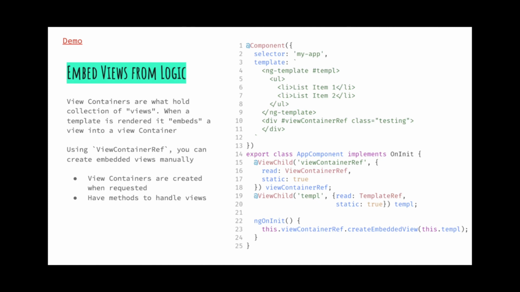Angular hides a lot of the implementation, but this is how it works under the hood, where we're using viewChild to get a template reference to line 4 for the template reference variable. And then on line 23, once this component initially renders, we're going to inject a view so it will show list item 1, list item 2 inside of the div that's on line 10 with class testing.